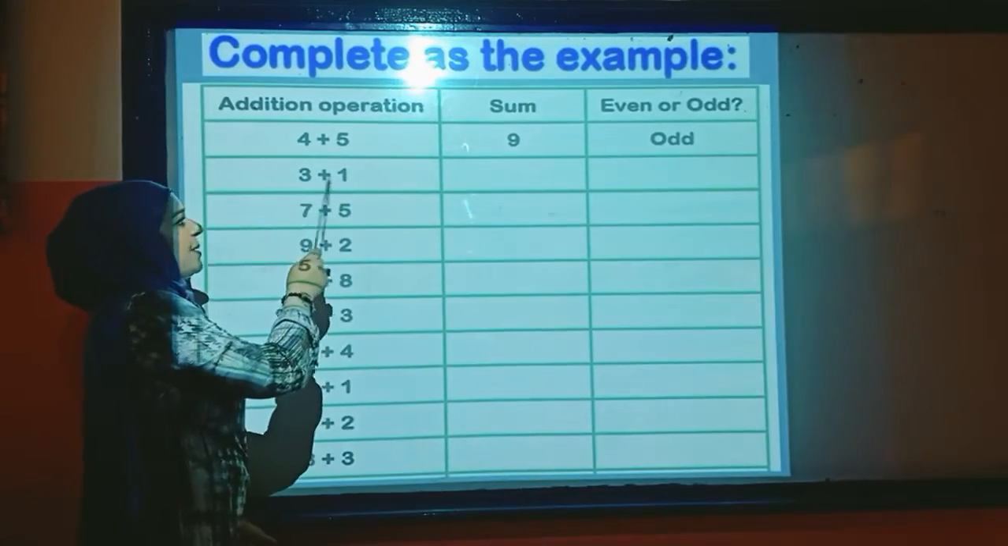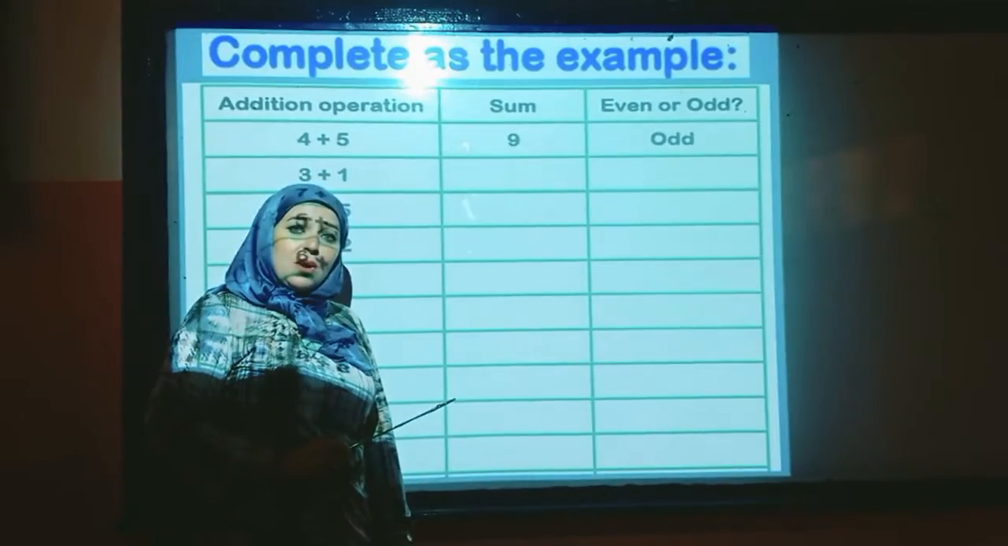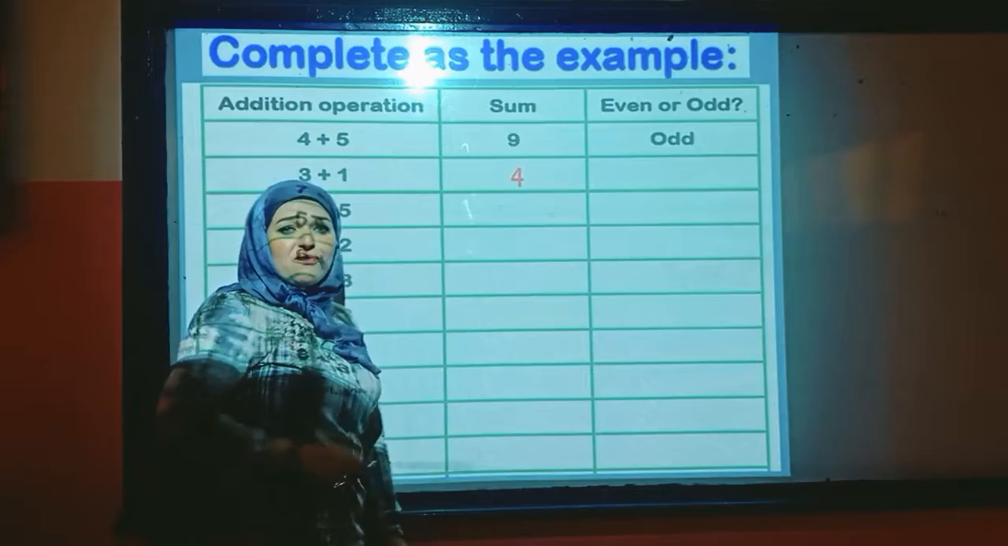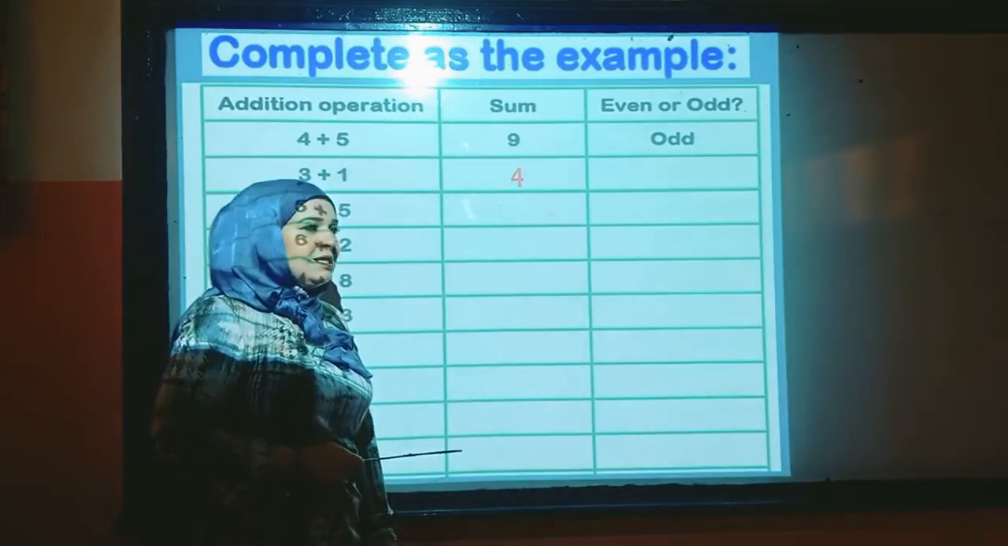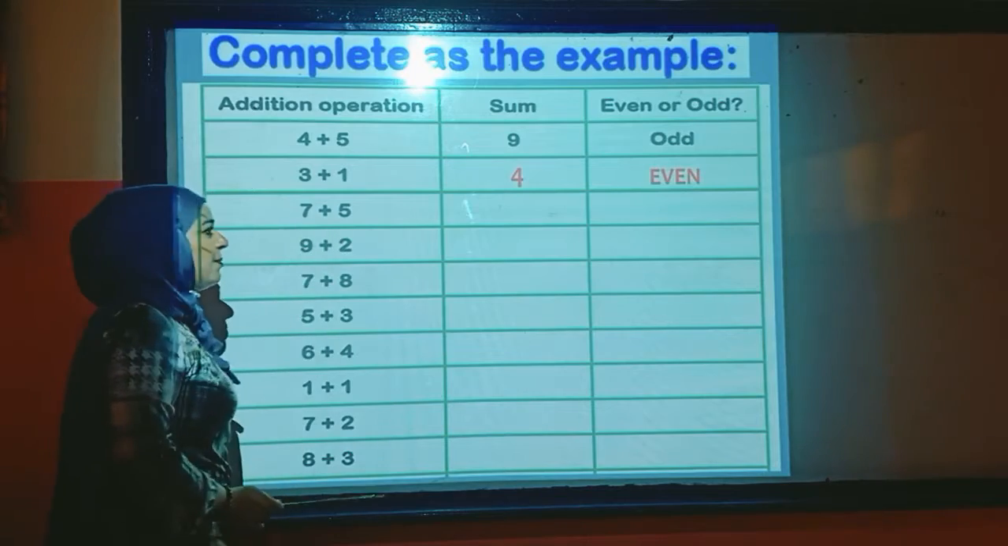Okay, 3 plus number 1. What about 3 plus number 1? Yes, 4. Excellent. So, number 4, even or odd? Yes, even number. Excellent. 7 plus number 5.